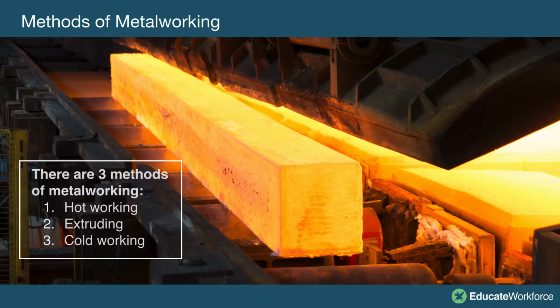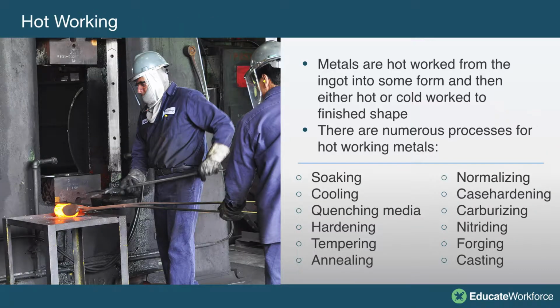There are three methods of metalworking, the first of which is hot working. The second is extruding, and the last, but certainly not the least important, is cold working. Metals are hot worked from the ingot into some form and then either hot or cold worked to their finished shape. There are numerous processes for the hot working of metals.